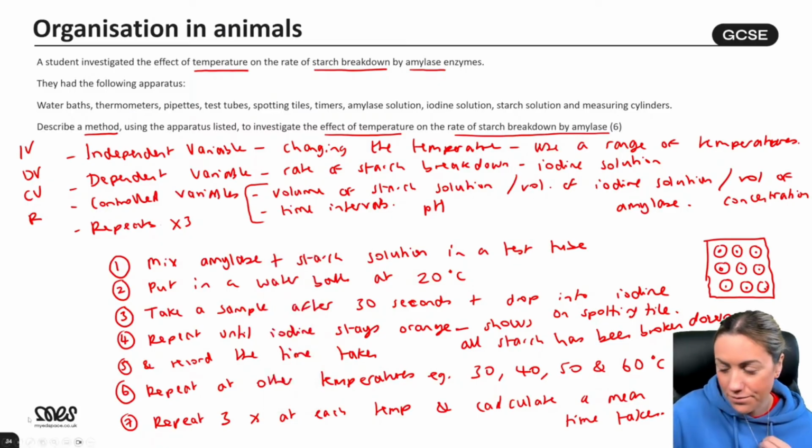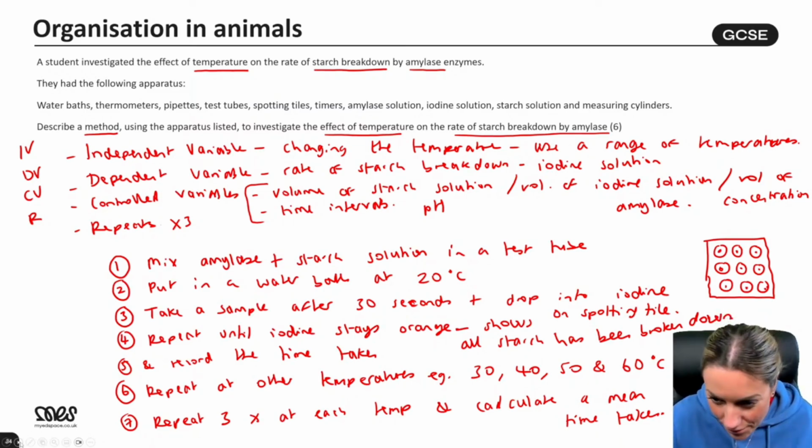Steps 4 and 5. So you're going to take a drop out of your enzyme starch solution and pop it into iodine. If there is still starch left, it will go black, right? Blue-black. But we're trying to find out how long it takes for the enzyme to digest starch. And when all the starch has been digested, it won't go blue-black. The iodine solution will stay orange. So we're recording the time it takes for the iodine solution to stay orange or not turn blue-black anymore. That makes sense. Okay.